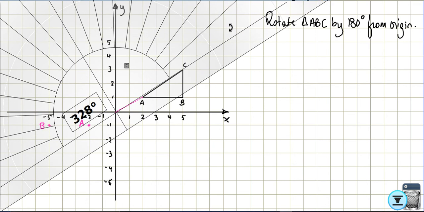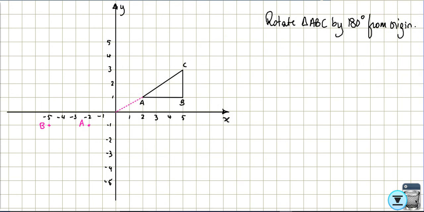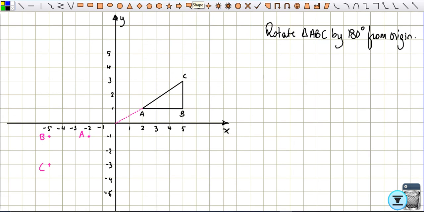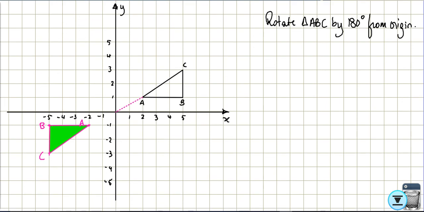Okay, I'm going to rotate C by 180 degrees. We'll see what happens. C arrives there, and that is the point minus 5, minus 3. This should be C. Okay, I'm going to draw the triangle ABC. We'll see what has happened.